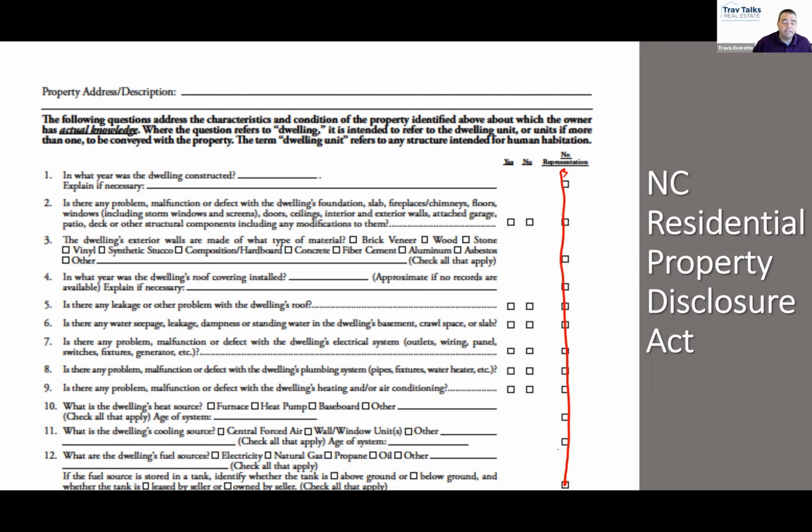And if you notice, it even says, the following questions address the characteristics and condition of the property identified about which the owner has actual knowledge. So if they don't know, they can certainly check no representation, or if they would rather not say. And that's what I always tell sellers. I say, listen, here are the 3 answers. You can say yes, there's a problem. You can say no, there's not a problem. You should only say yes or no if you know those are the truth. Don't lie. If you don't know, or you do know and you'd rather not say, you have the option of checking no representation. I just explain to them what the choices are and then let them fill them out.